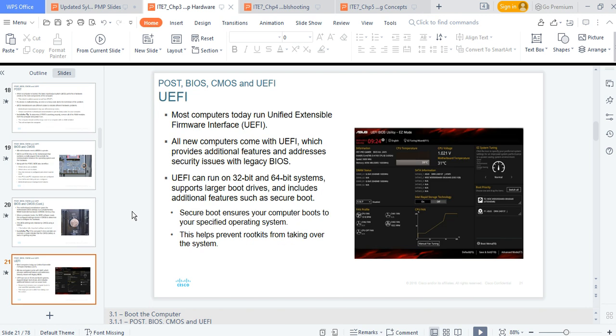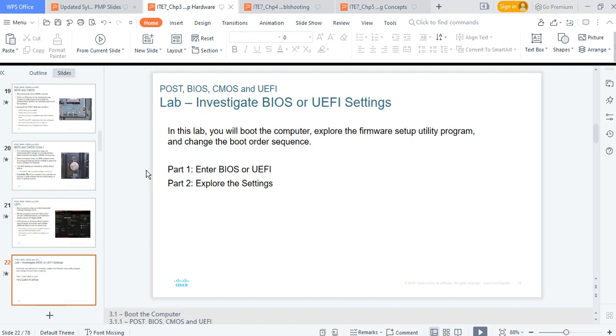UEFI. Most computers today run Unified Extensible Firmware Interface. All new computers come with UEFI, which provides additional features to your BIOS. It can run on 32-bit, it can run on 64-bit.